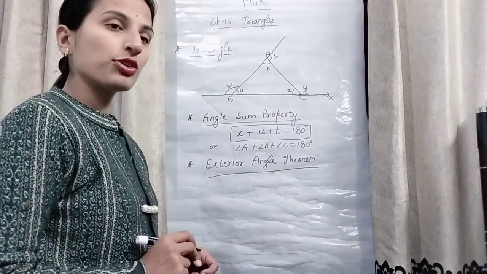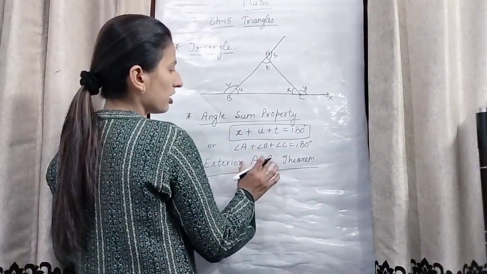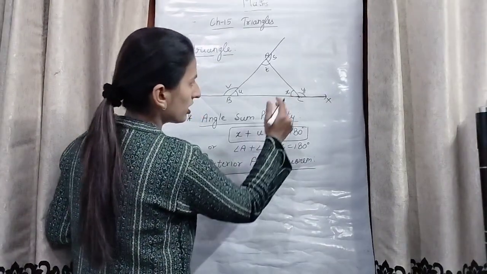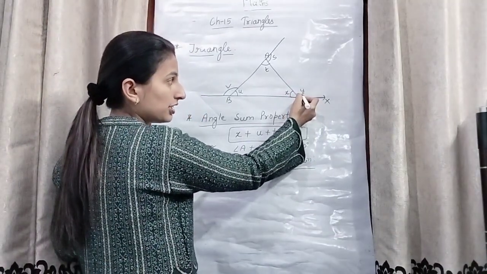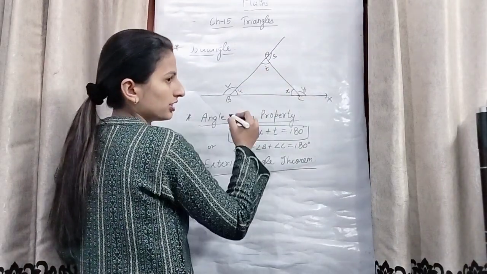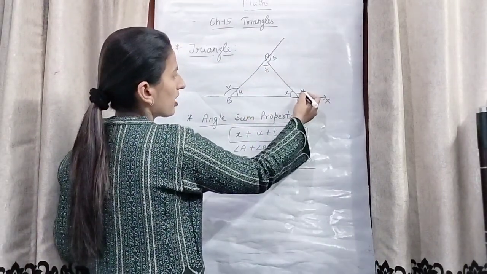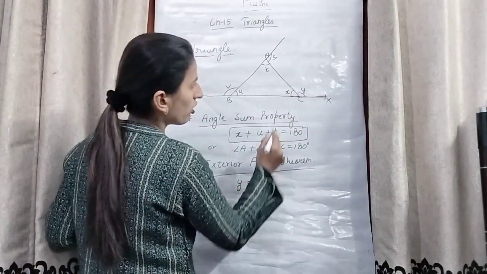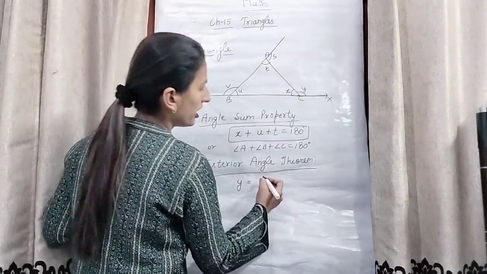And the exterior angle theorem? According to this theorem, the exterior angle is always equal to the sum of the opposite interior angles. For example, here if we take the exterior angle Y, then angle Y will always be equal to the sum of U and T.